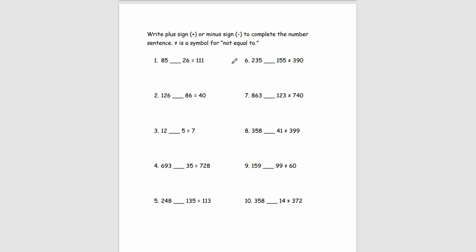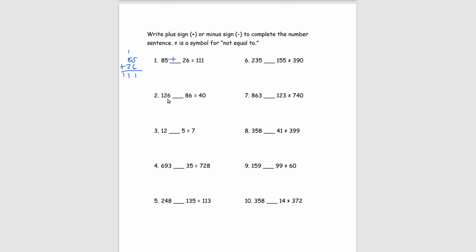And first, we can just test the two numbers because we're trying to get it equal to 111. And so we can just try out 85 plus 26. We can add these two together. We get 5 plus 6 equals 11, so we get a 1. Carry the 1 over. 1 plus 8 equals 9, plus 2 equals 11. So we're just going to write 11 right here. And we get 111. So that tells us that for number 1, our answer is plus.